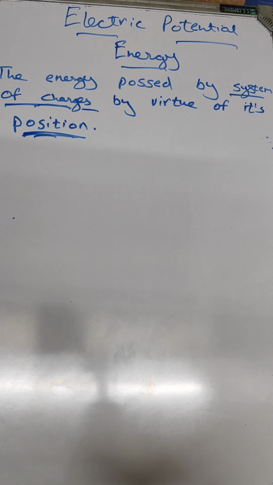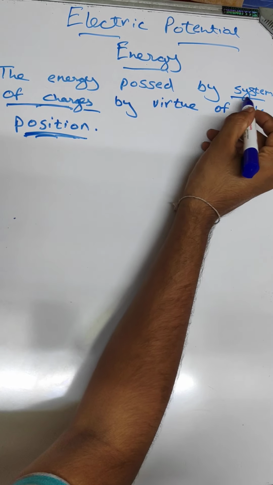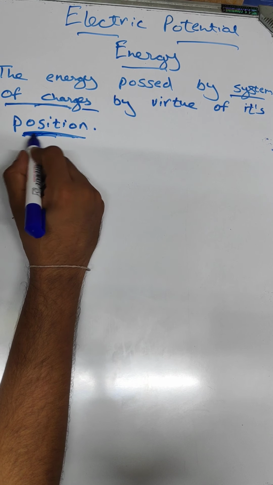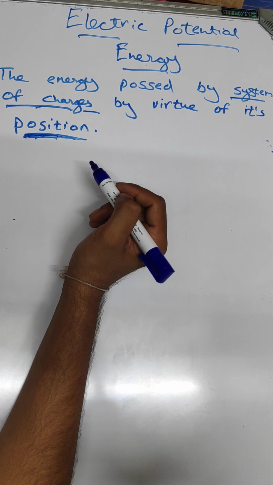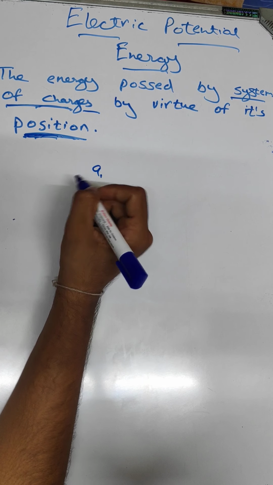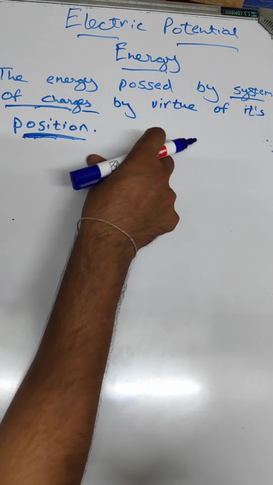In short, the potential energy is due to the virtue of its position. Here also, it is the energy possessed by a system of charges by virtue of its position. Two important things: one is position and the second is system of charges. There cannot be potential energy for one charge. For one charge there cannot be any potential energy. Potential energy is always for a system of charges.